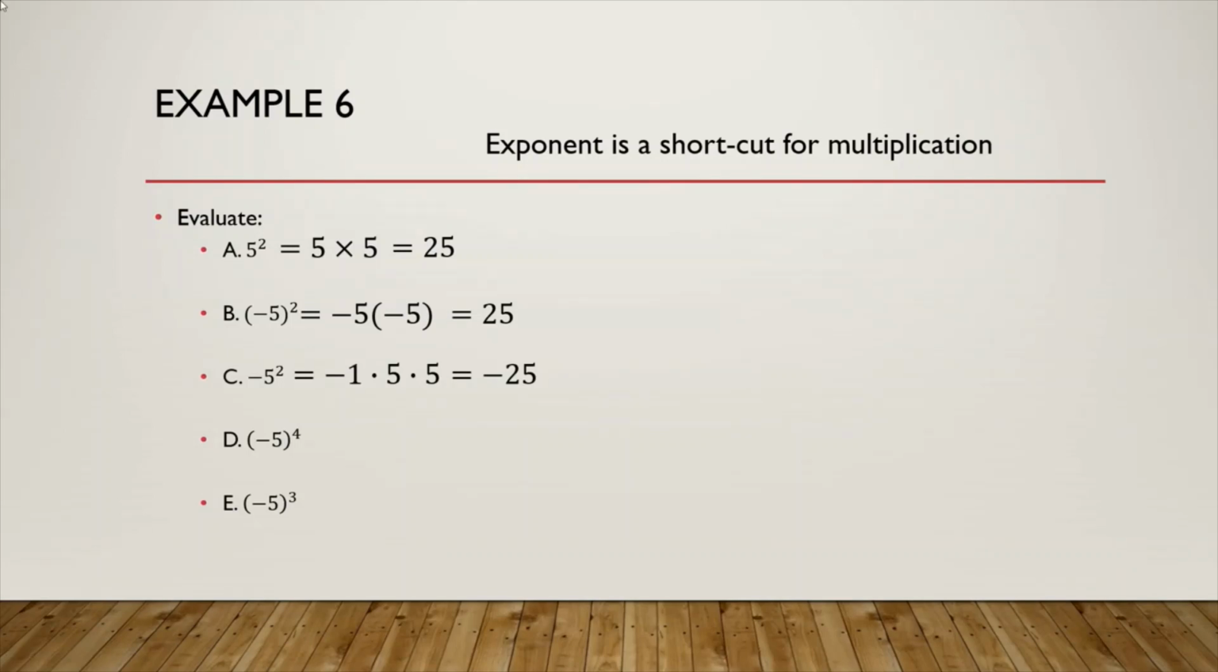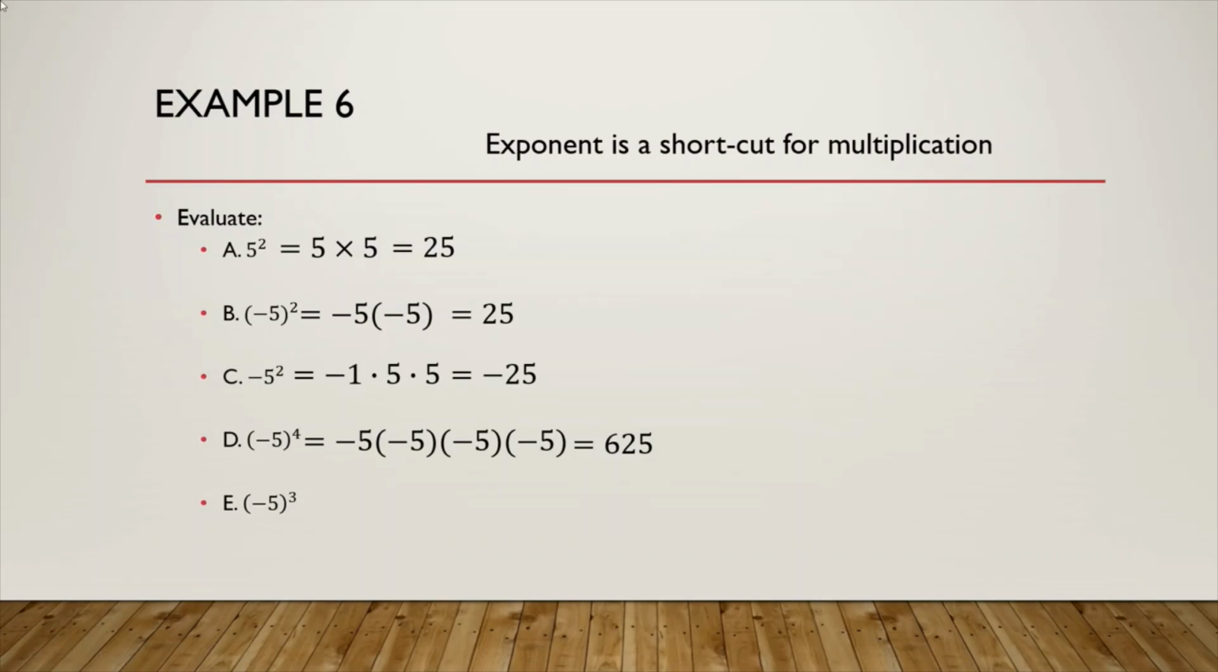Letter D, negative 5 raised to the 4th. It's saying the same thing. So it would be negative 5 times itself 4 times. You can kind of ignore the signs, because if the exponent or the power is even, it's always going to be positive. And here 5 times 5 is 25, times another 5 is 125, times another 5 is 625.